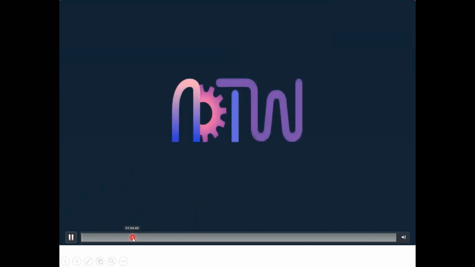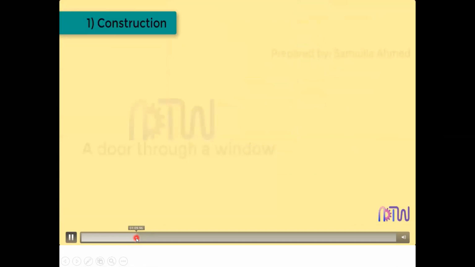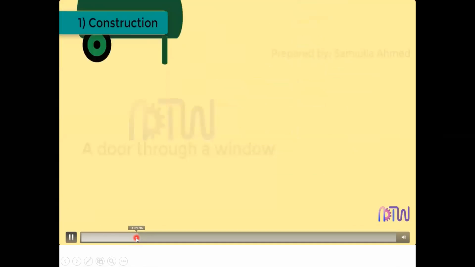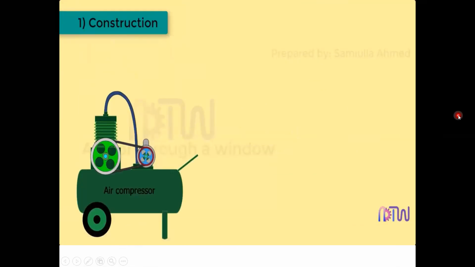Observe here how it works. In this video, we talk about the pneumatic comparator. It consists of a compressor. The compressor is the heart of a pneumatic comparator. The compressor compresses atmospheric air and stores it inside the storage tank.